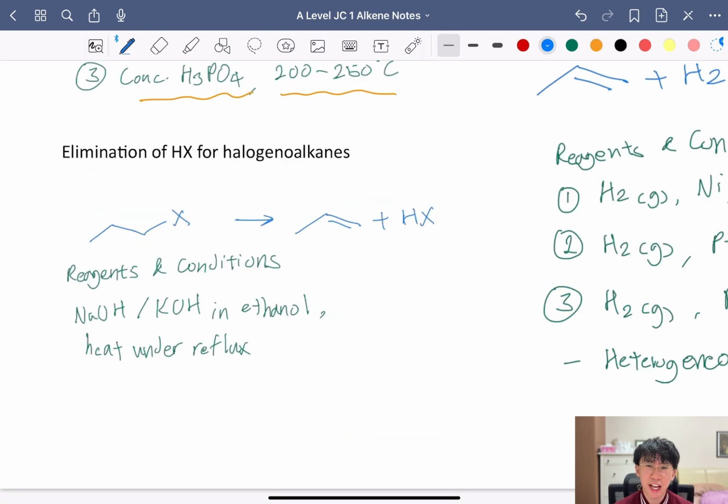Next, we have elimination of HX from your halogenoalkanes. So you can have, for example, a halogenoalkane here, and you're going to form your alkene with the HX, where X is either a Cl or a Br involved. And this is usually done with ethanolic NaOH or KOH, and you need to heat it under reflux.